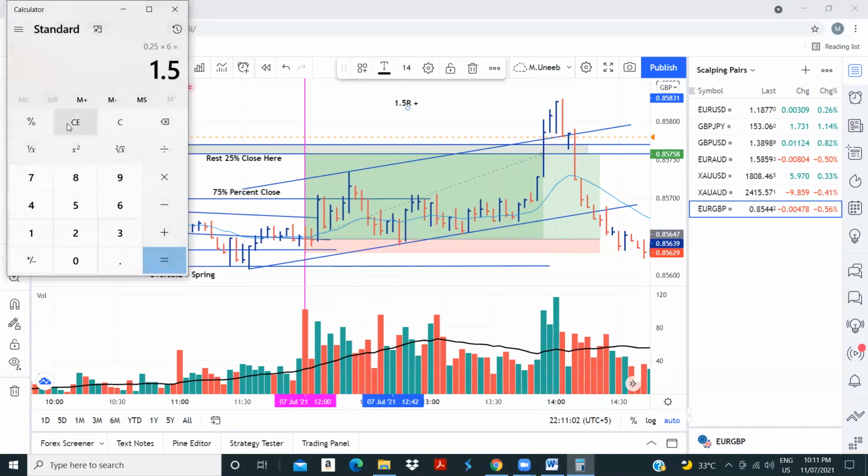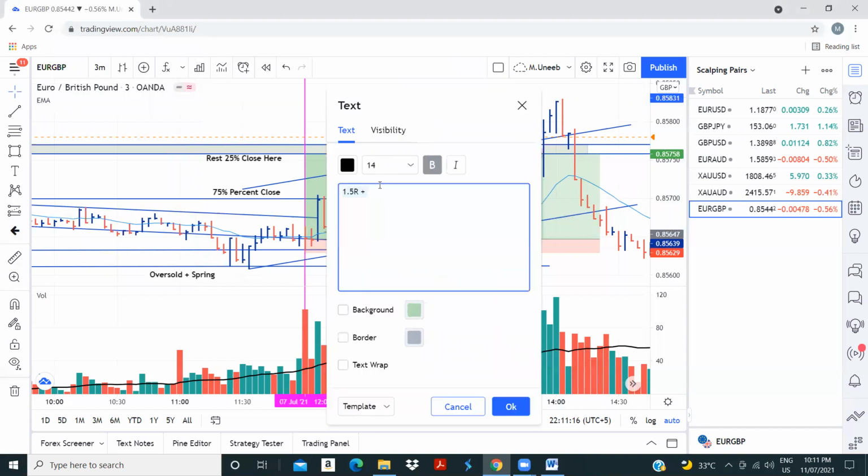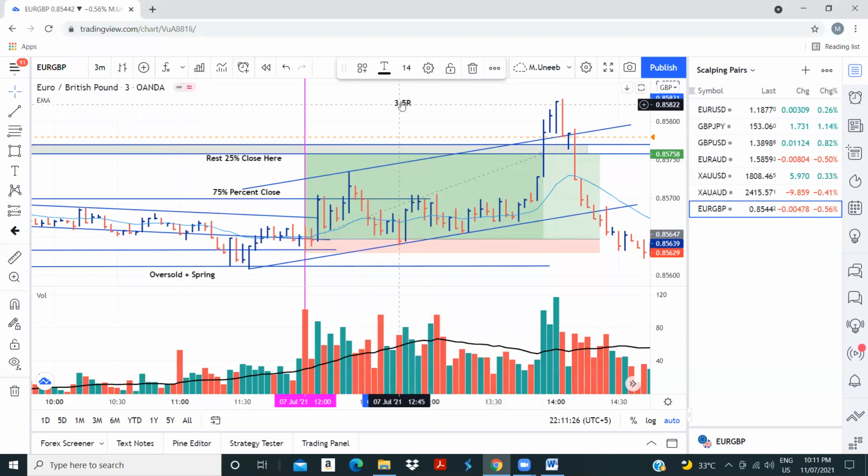75 divided by 100 multiplied by 2.8 is 2.1. So you make 2.1 here. So 2.1 plus 1.5 is roughly 3.5 R. Roughly, you can say after commission, spreads and all those things, 3.5 R. I think that's a pretty good trade. Yeah, excellent. It's a pretty good trade, right?